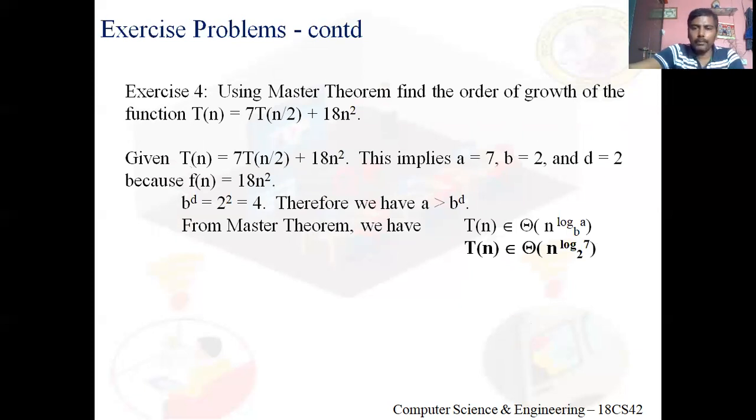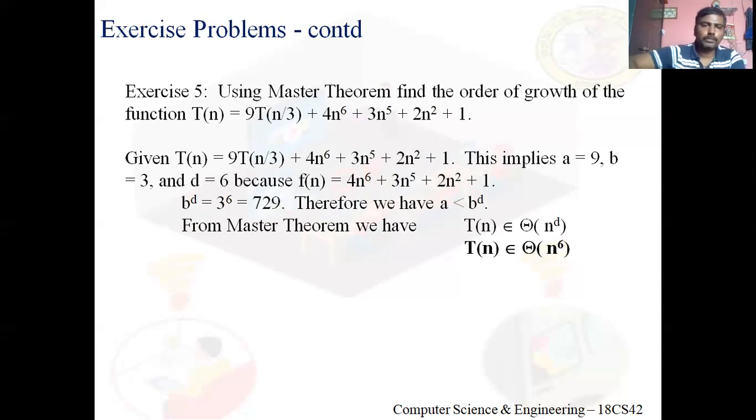See here, T of n belongs to big theta of n to the power log 7 base 2. Yeah, it's very simple. In place of A, it is 7. In place of B, it is 2. If we can't tell what log 7 to base 2 is, retain it as it is. Got it? If we can't tell log 7 to base 2, retain it as it is.